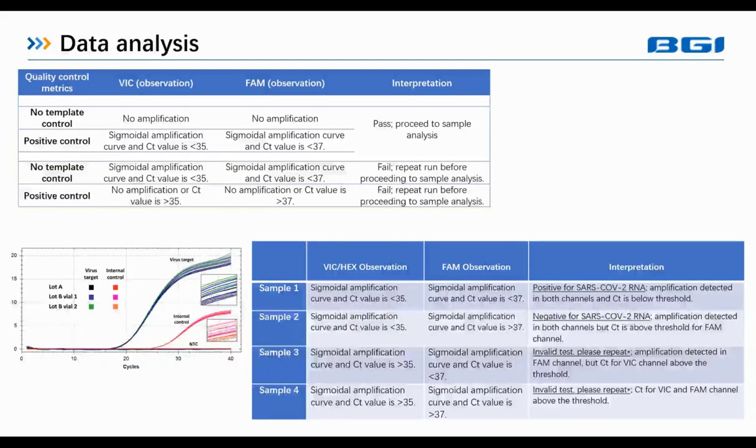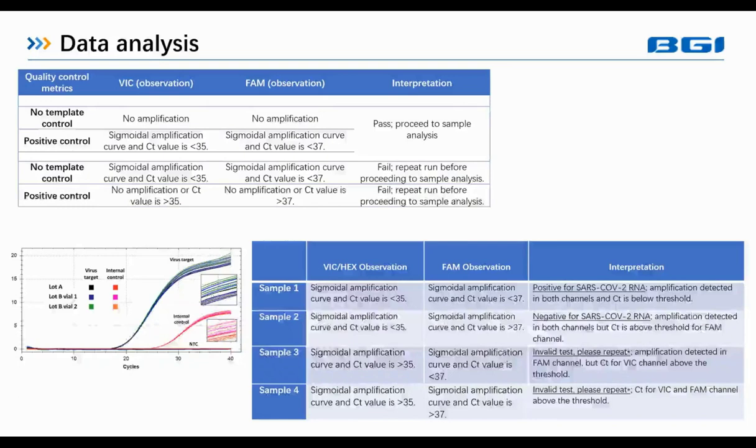If the non-template control shows any amplification, that indicates cross-contamination, and you should fail the entire run and repeat it. Or if the positive control doesn't have good amplification, that probably indicates some process error, either in the extraction or RT-PCR, then the entire run also needs to be failed, and you repeat it another time. After the first QC check, if the entire run passed, you can move on to the sample analysis.